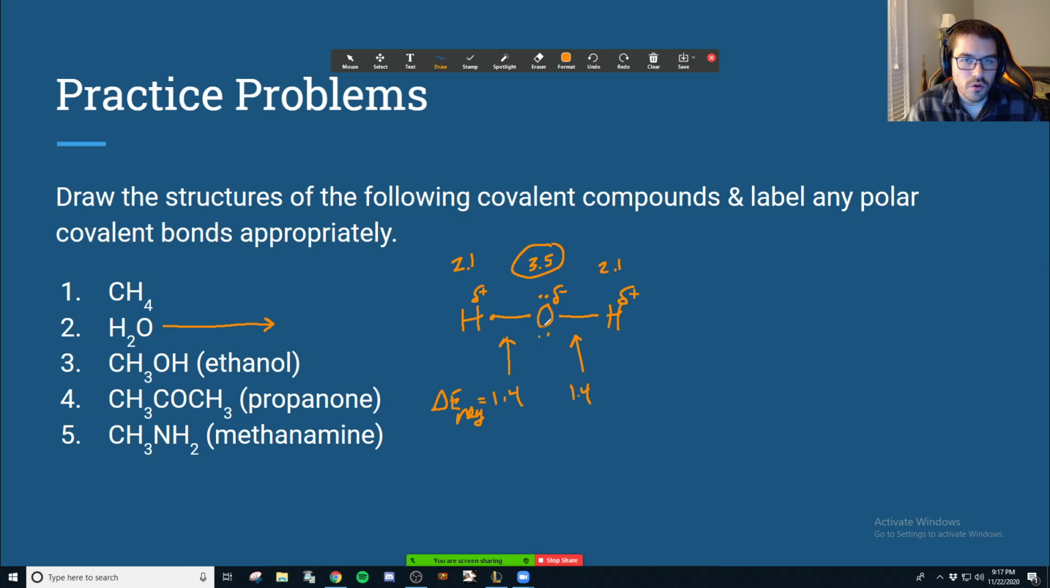This is called a polar covalent bond, where you have 2 poles, kind of like a north and a south pole with a magnet, okay? You have a negative pole and a positive pole across each bond. And this occurs, once again, when you have differences in electronegativity that are moderate, somewhere between 0.5 and 1.6, roughly, okay? Let's look at one more example.